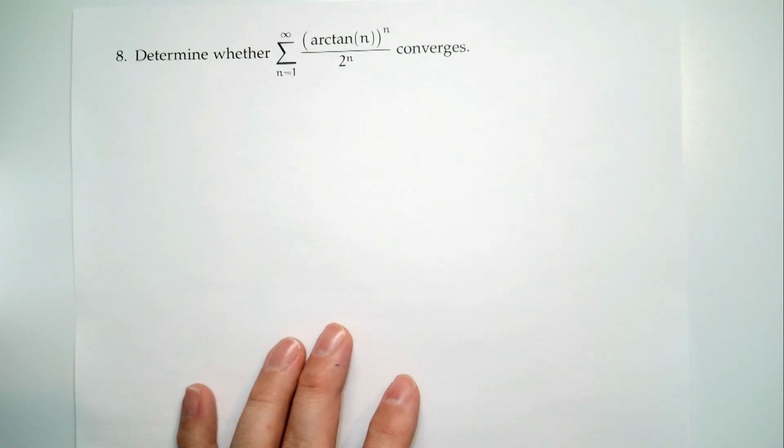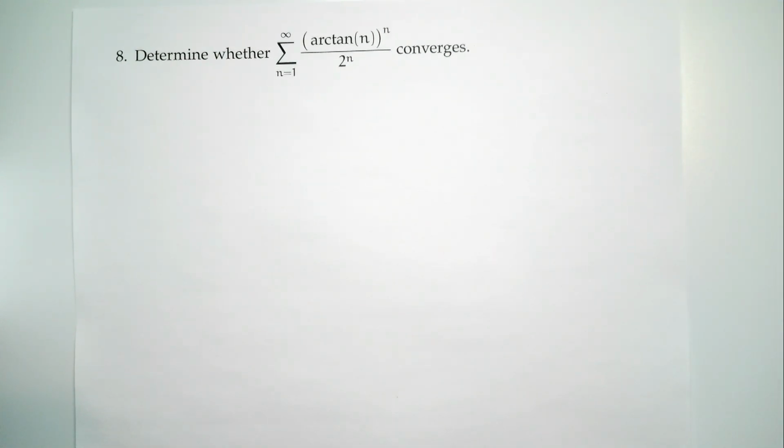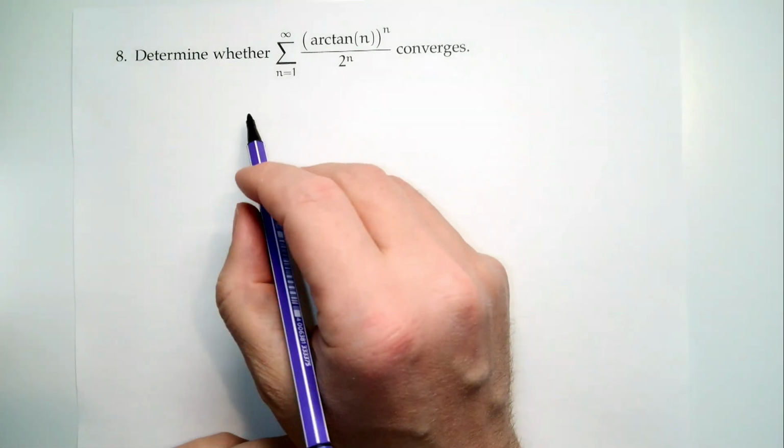Number 8. Determine whether the sum from 1 to infinity of arctangent of n to the n over 2 to the n converges. Now we've got to do this very similar to the way that we did our last problem. In fact, we could do this 2 different ways. We could do this by comparison, or we could do this by root test. Any preference? No preference? Okay, we'll just do it by a root test, because I think it's good to get the hang of that.